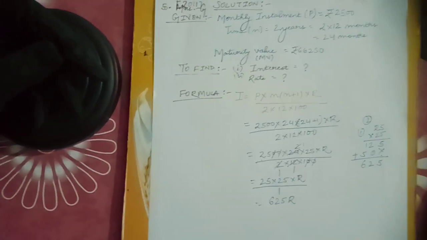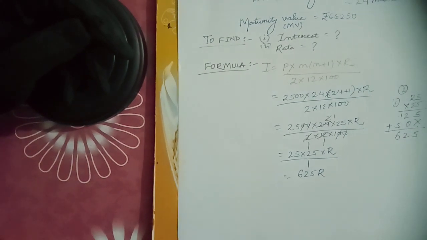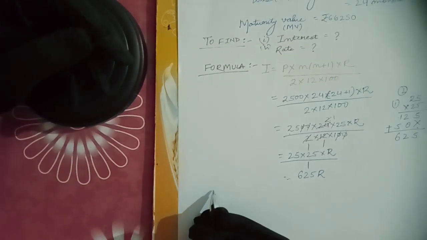Now let's see that here in the question the maturity value was given and it was 66250. So now we would apply the formula for maturity value. So what is the formula for maturity value?